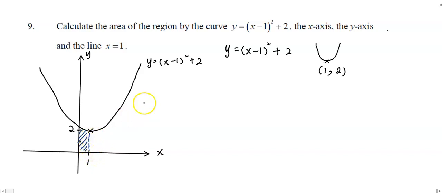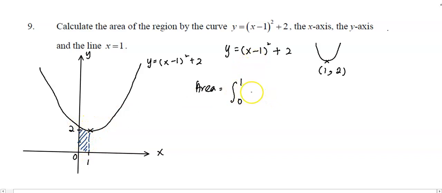So to get this area, again, we need to integrate. We can see that the area is above the x-axis, so we do not have to put the modulus. We just integrate as usual, from 0 to 1. Why 0? Because this is the lower limit of the region, and the 1 is the upper limit. So we integrate from 0 to 1, and this region is bounded by this curve, so we put in the curve.